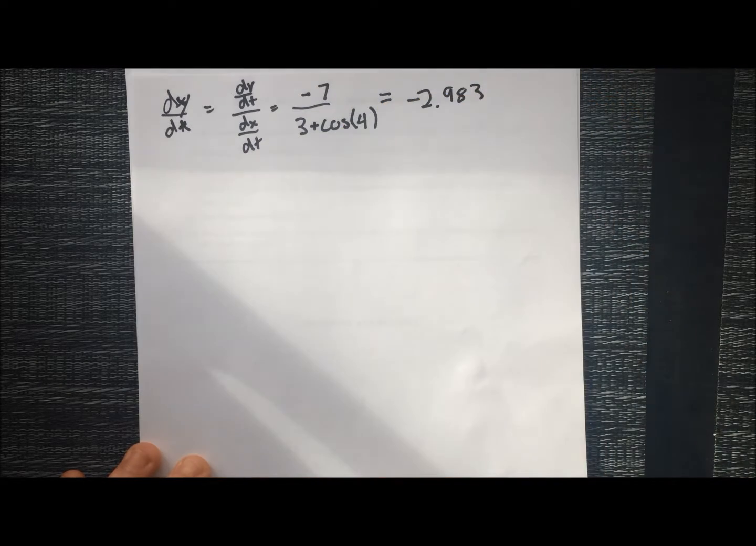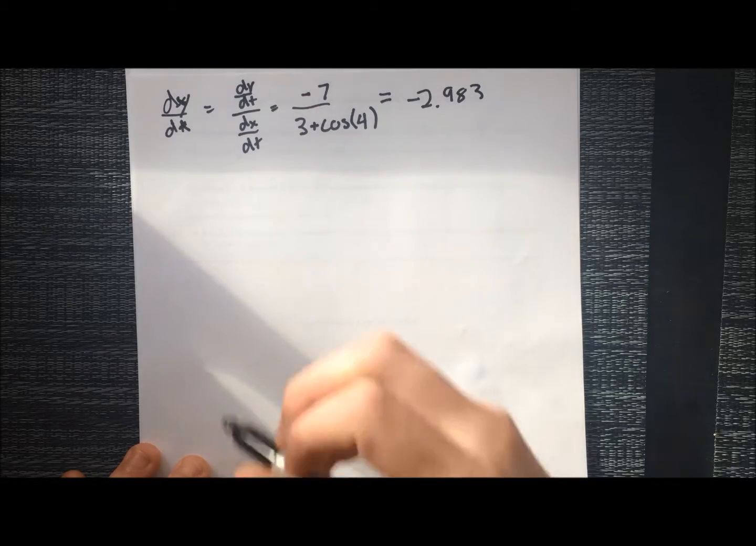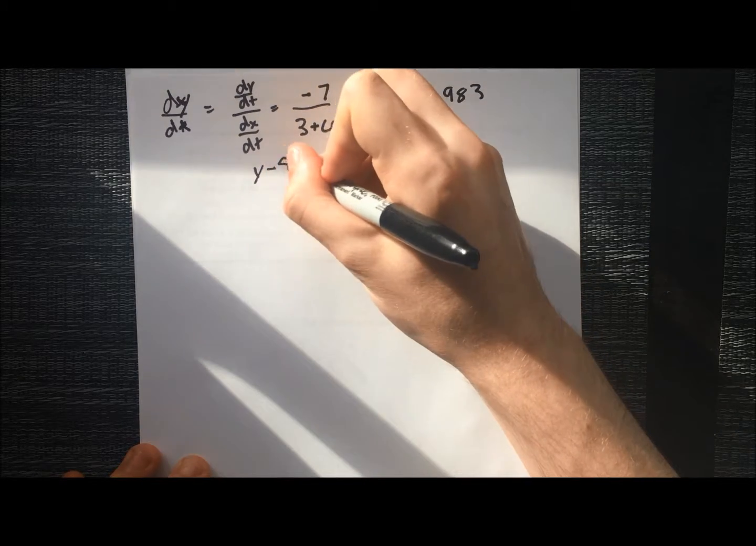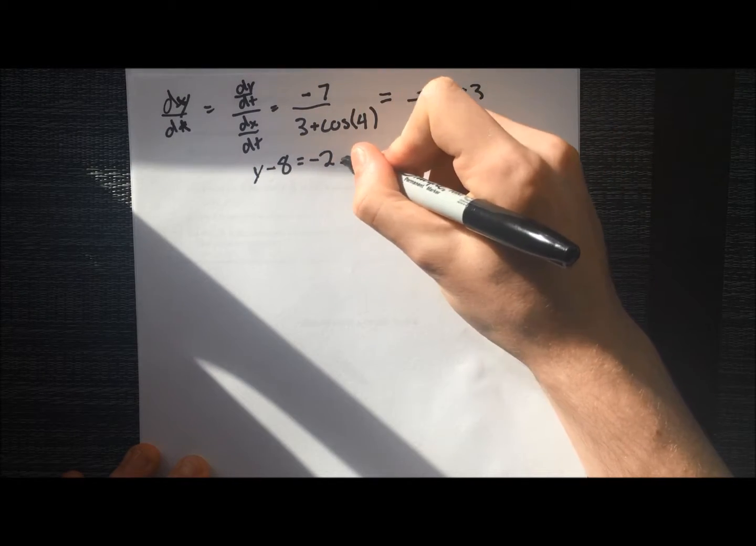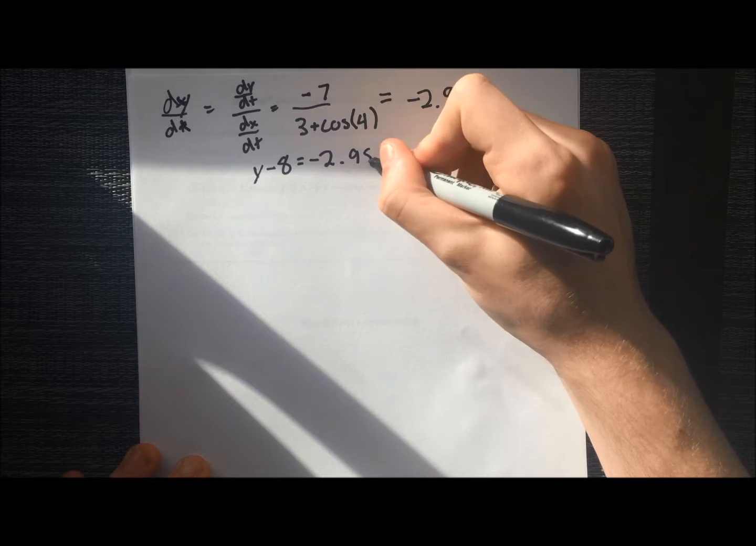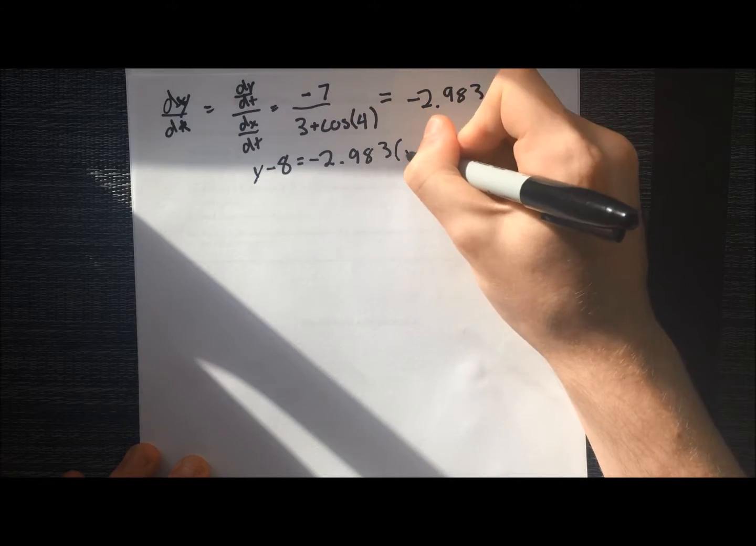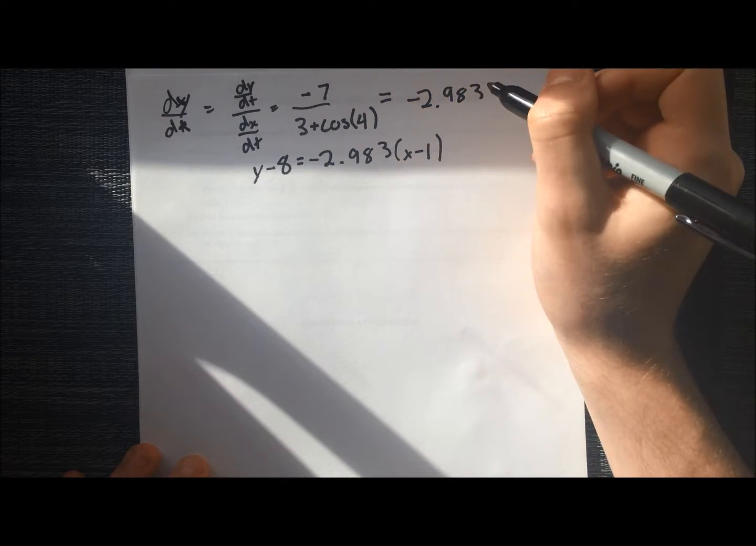2.983. Since we have the slope and the point of the tangent line, point slope form would probably be the easiest to use. Finally, we get the equation of our tangent line to be y minus 8 equals negative 2.983 times x minus 1. Sorry about the lighting, it just got super bright really quick.